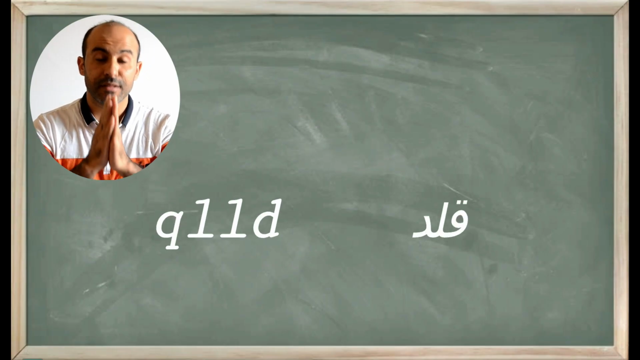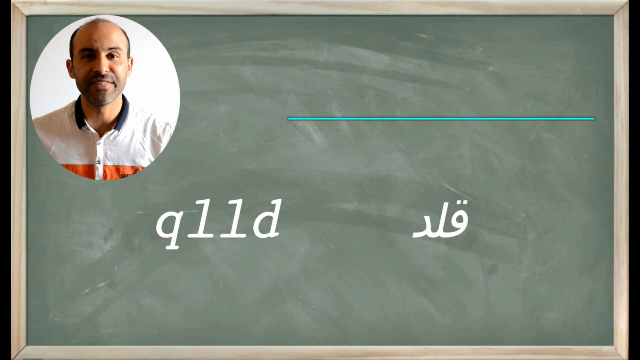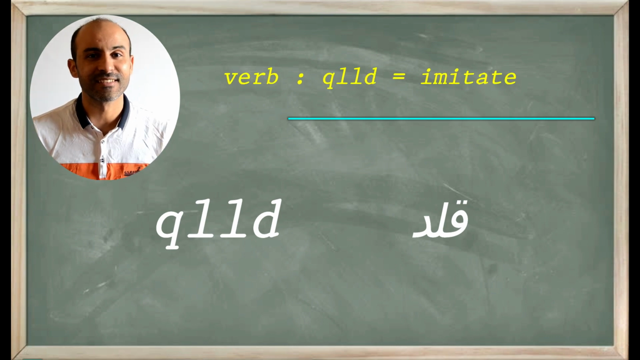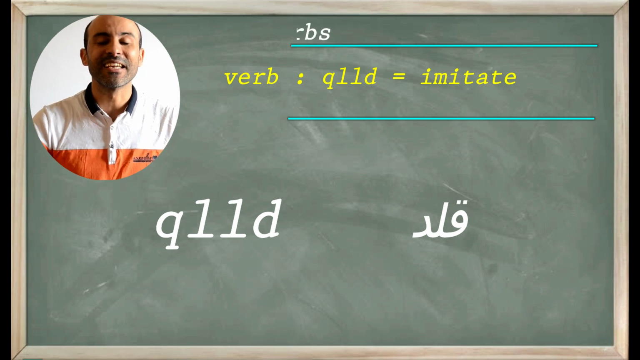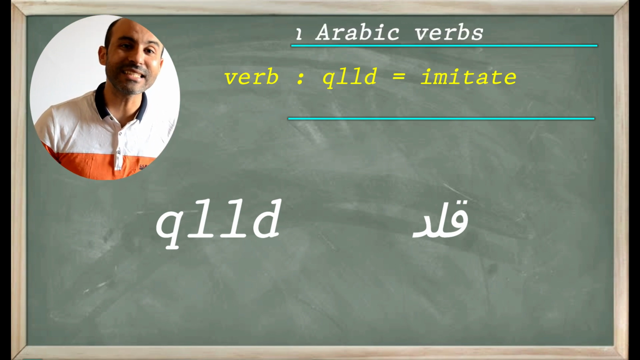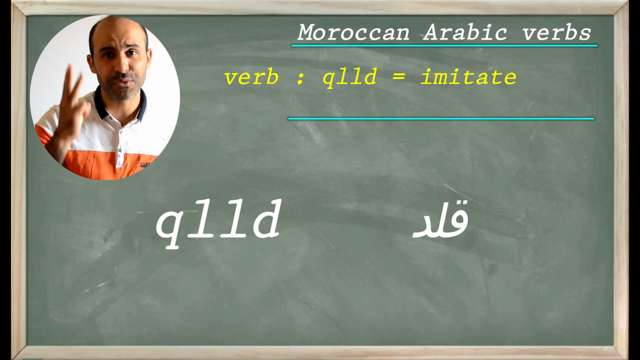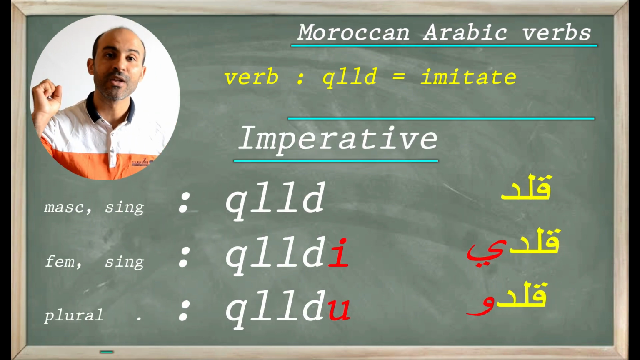So the second verb here is قلد. Learn it. Great. So قلد is to imitate. Let's see the three forms of the imperative form.